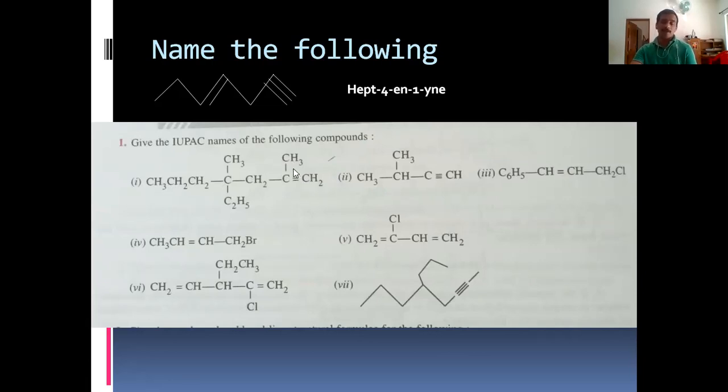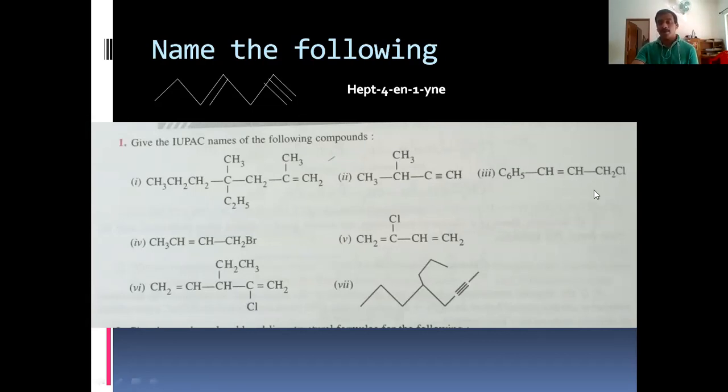And which are the substituents? Here a methyl group, here also a methyl group, this an ethyl group. So you have to write ethyl first, 1, 2, 3, 4. 4-ethyl-2,3-dimethyl hept-1-ene. That is the name of the compound. And here the triple bond. So start numbering from here, 1, 2, 3, 4. In the third carbon atom a methyl group. So 3-methyl but-1-yne.